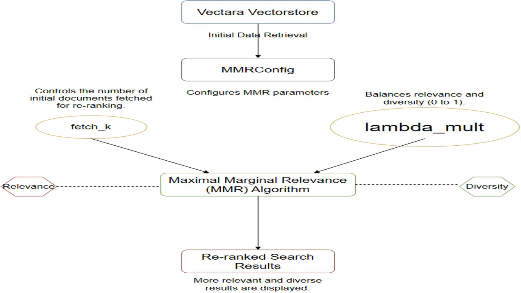This describes the process of obtaining a preliminary set of data from the vector store. This initial data retrieval stage is what the parameter fetch_k controls. The retrieved data will be used for further relevance ranking and diversity consideration.